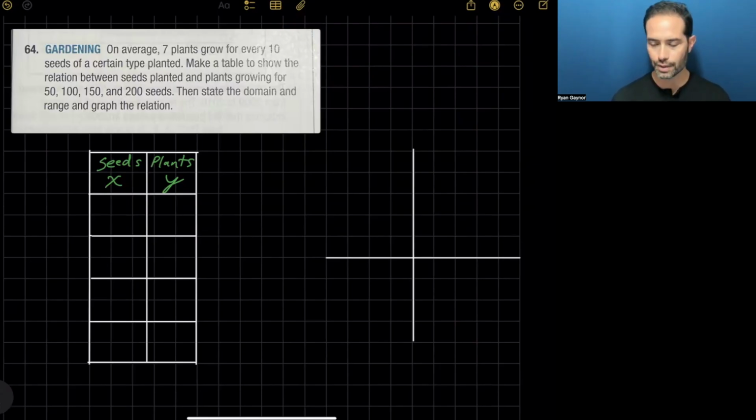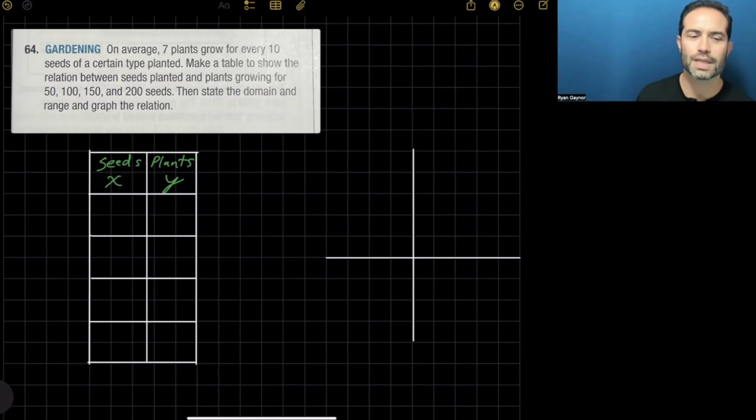So on average, 7 plants grow for every 10 seeds of a certain type planted. Make a table and show the relation between seeds planted and plants growing for 50, 100, 150, and 200 seeds. Then state the domain and range and graph the relation.